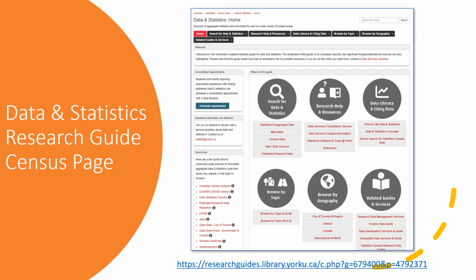Another resource you may find helpful is the Data and Statistics Research Guide, which you can find on York's library website under our research guides. You can use this guide for finding a variety of data, and we have a section on the census, which is a good place to start for understanding different census data products and for helping you find census data.